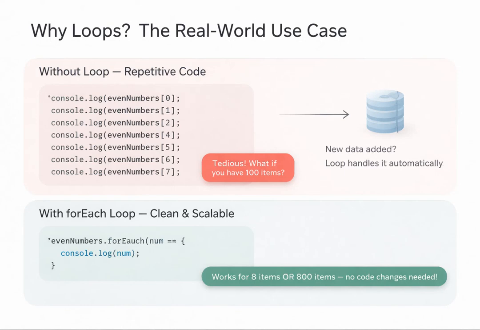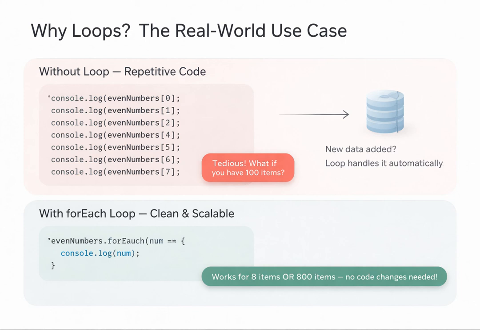Here's the real power of loops and why they matter so much in real development. Imagine you have an array with 8 items. You could write 8 separate console.log lines, one for each index. That's already tedious. But what happens when your array has 100 items, or 1,000? You'd have to write 1,000 lines.